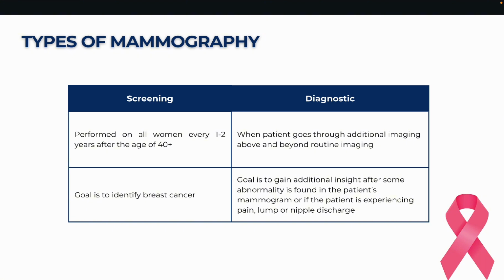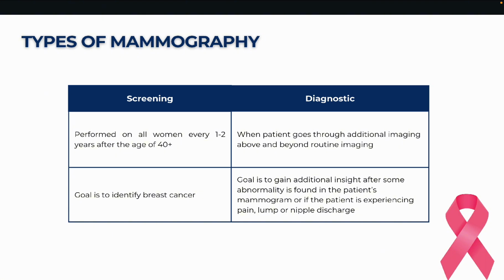This is done through mammography. There are basically 2 types of mammograms. The first type is the screening mammogram, and another is the diagnostic mammogram. Screening mammogram is basically performed on every woman when she reaches above the age of 40. It is performed after every 1 to 2 years, and the goal is to basically keep a check to see if there are any signs of breast cancer.